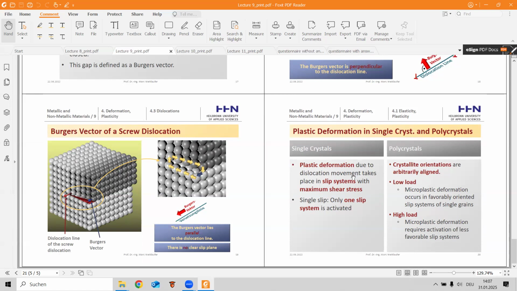Single crystals and polycrystals. In simple crystals, classic deformation due to dislocation movement takes place in slip systems with maximum shear stress. Single slip: only one slip system is activated. All crystallite orientations are literally aligned. In the low load range, plastic deformation occurs in favorably oriented slip systems of a single crystal. In the high load case, microplastic deformation requires activation of less favorable slip systems.